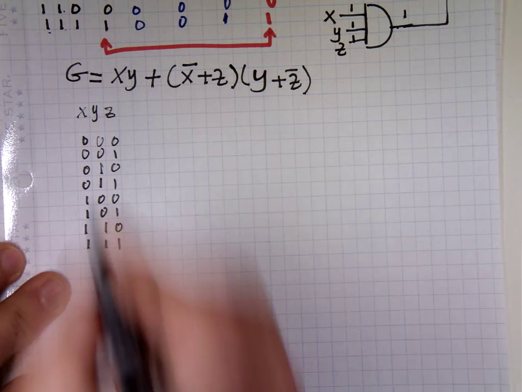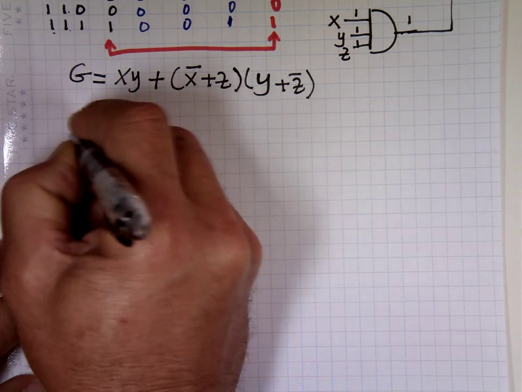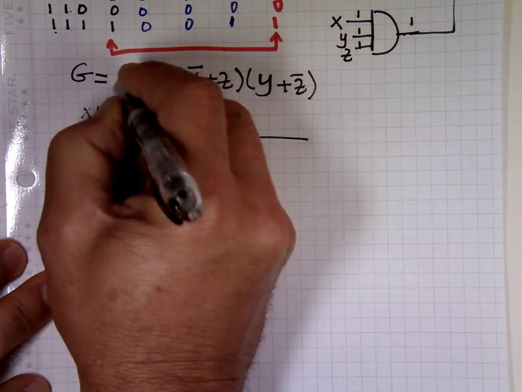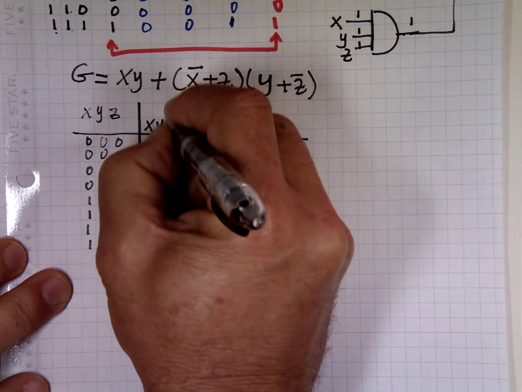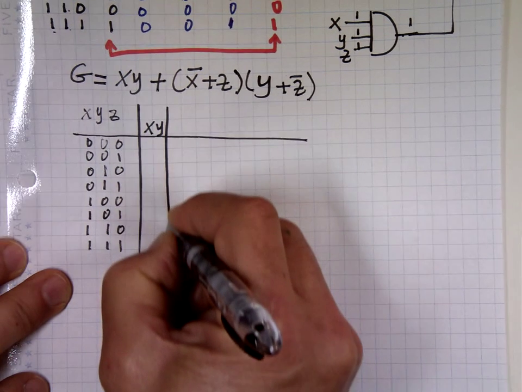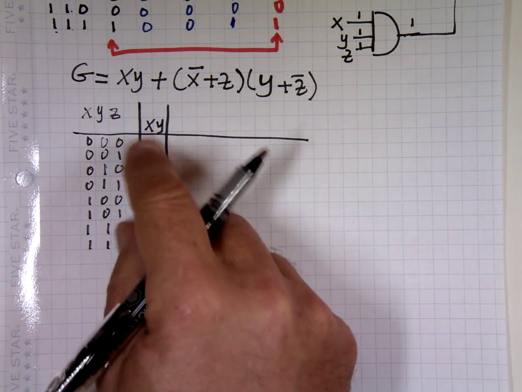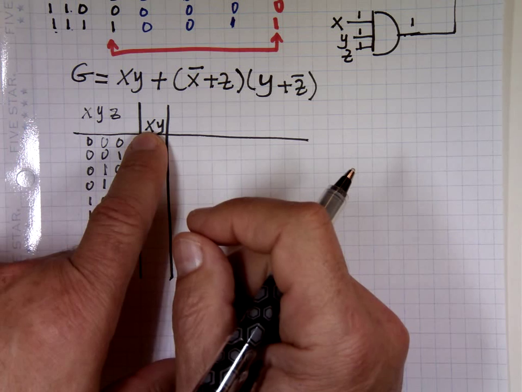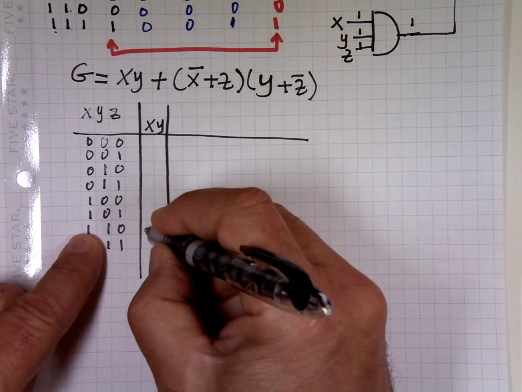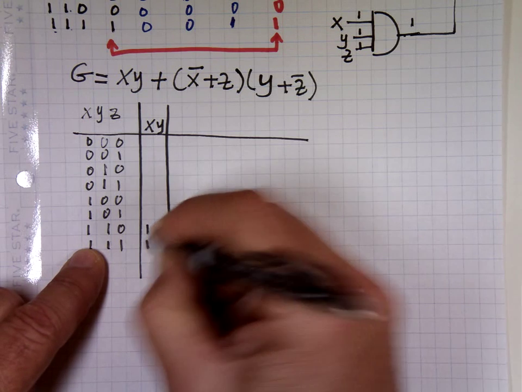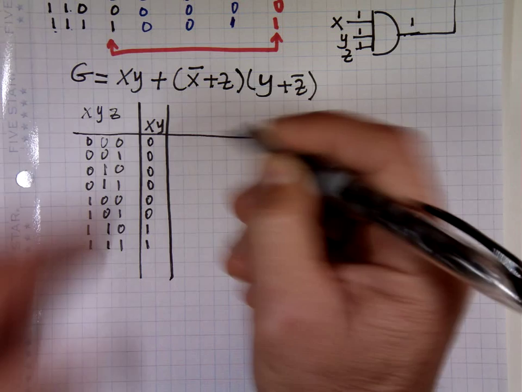Now let me look at the output here. Let me do column for this one. X and Y. Just X and Y. That's an AND gate. You will have a value of 1 for this when both are 1. X and Y. When they're both 1s, you'll have a 1. Otherwise, you're going to have a 0. That's this gate.